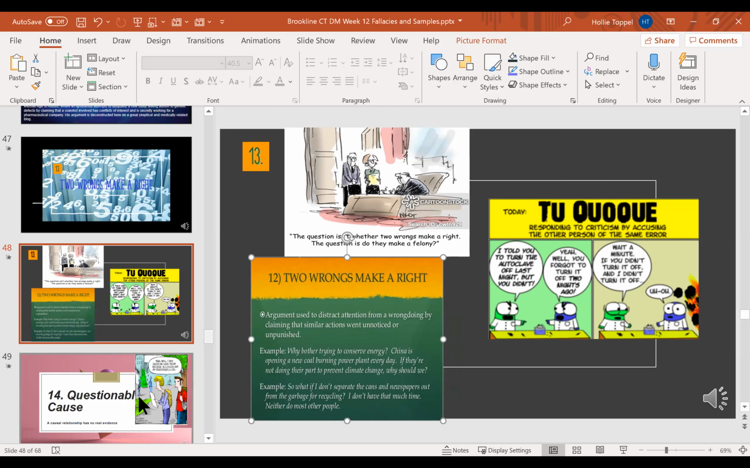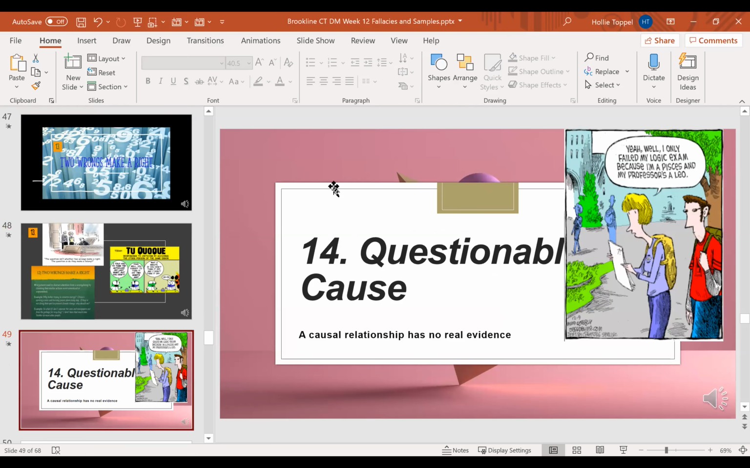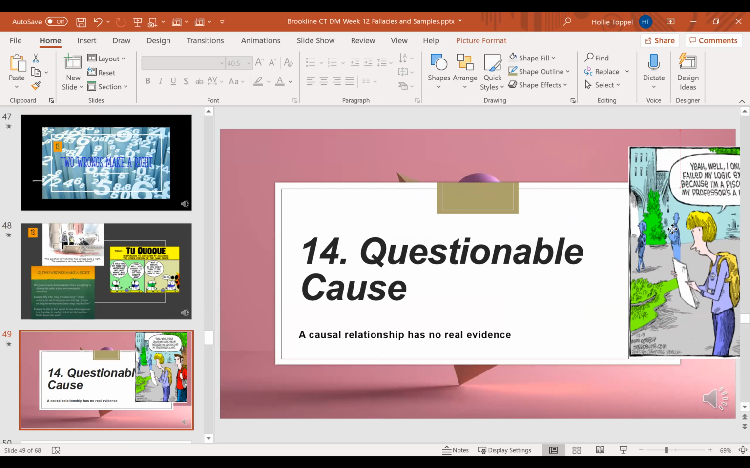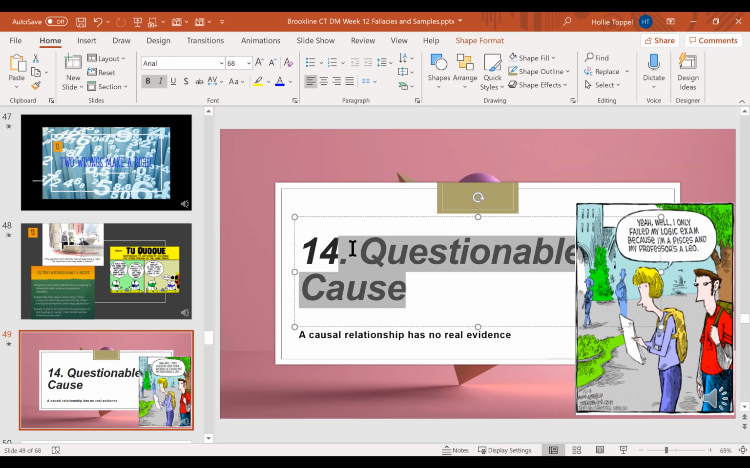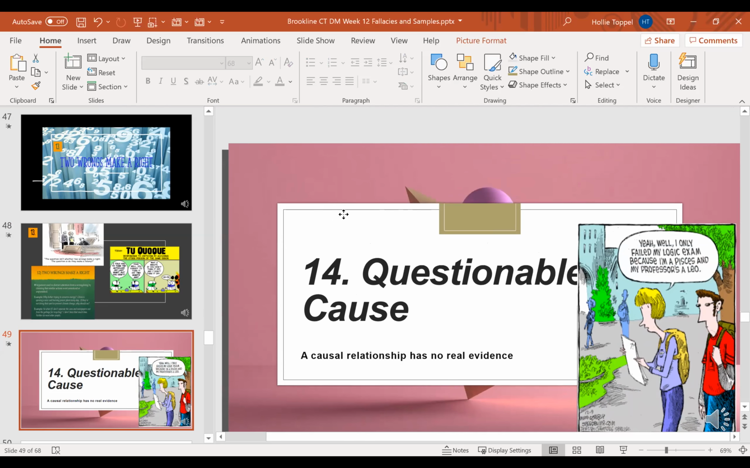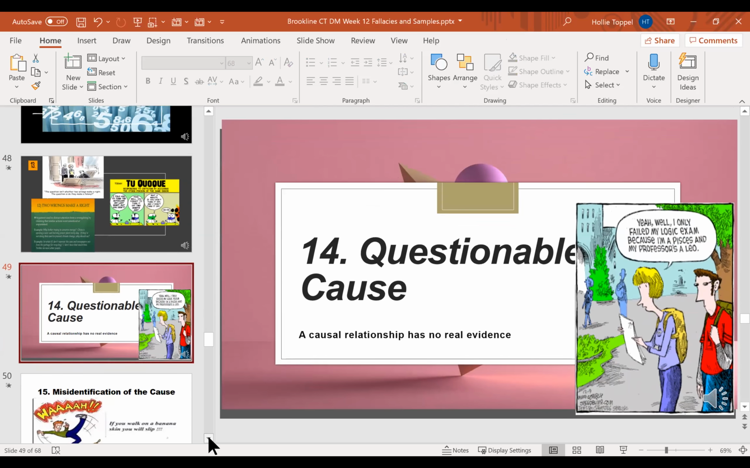It just doesn't make sense. Questionable premise. Okay, two relationships don't have evidence. This one is, I failed a logical exam because I'm a Pisces and my professor is a Leo. I am a Pisces, I'm not a Leo. So if you fail an exam because you're a Leo, I'll just give you full credit. Okay. So there's no relationship between them. I don't know what this is doing here. All right, so let's go on with this one.